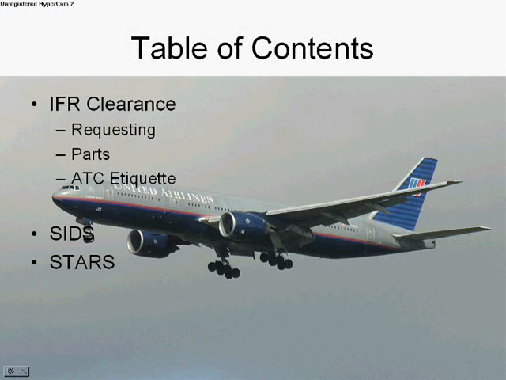The table of contents of what we're going to have. First, we're going to talk about IFR clearance, how to request it, the different parts of the clearance, and some ATC etiquette, which includes readback and some phraseology. Then we'll talk about SIDs and STARs.